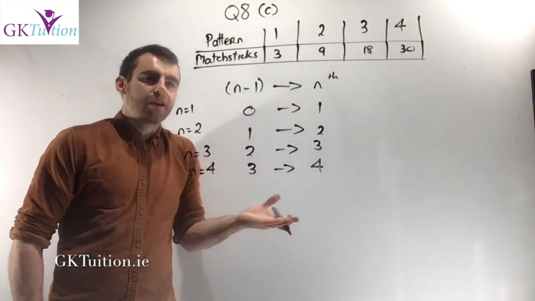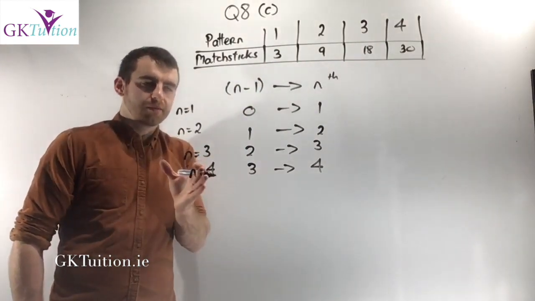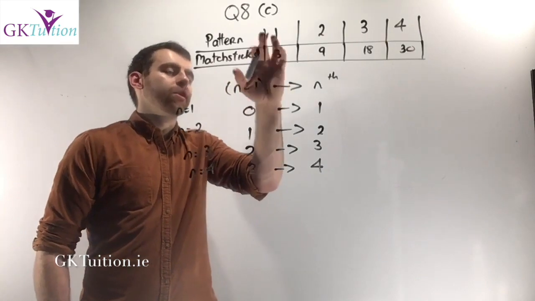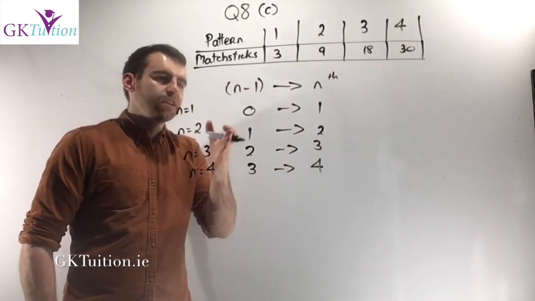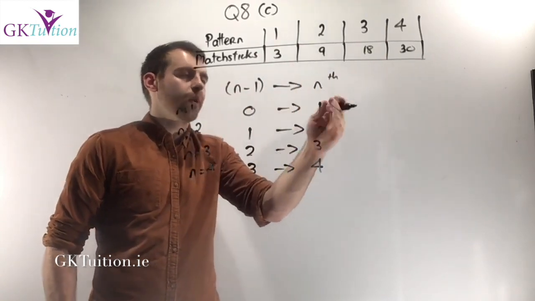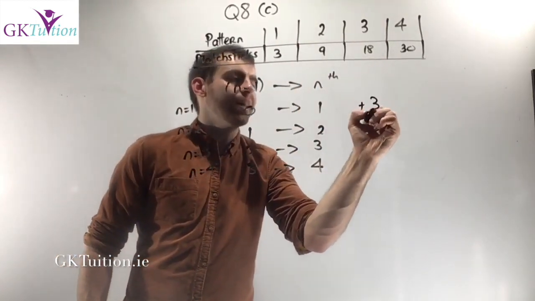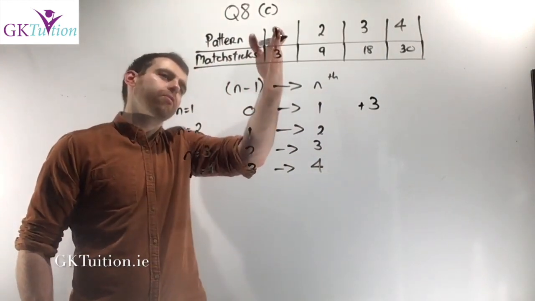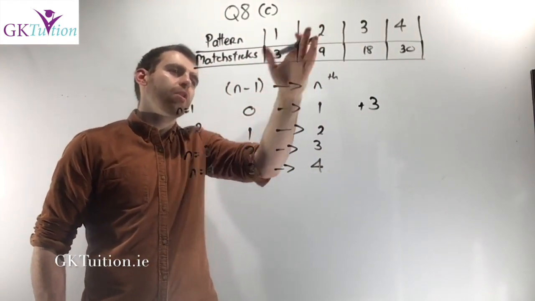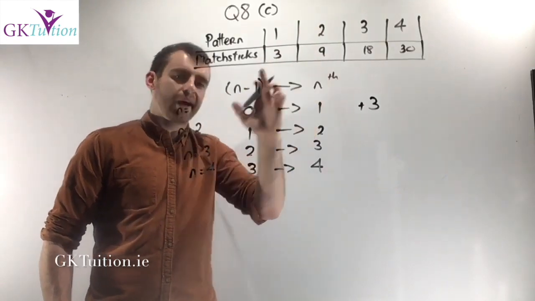Obviously, before we started at all, there were no matchsticks, okay? But the first pattern has 3 matchsticks. So obviously, to go from the 0 pattern to the first pattern, we must have added 3 matchsticks. There were none, and now there are 3. In order to go from the first pattern to the second pattern, we went from 3 matchsticks to 9 matchsticks.